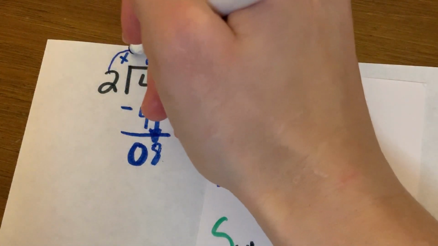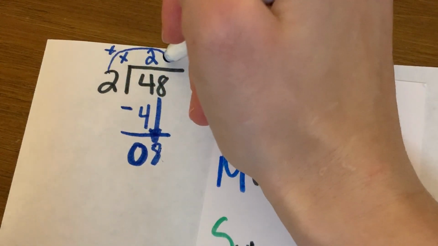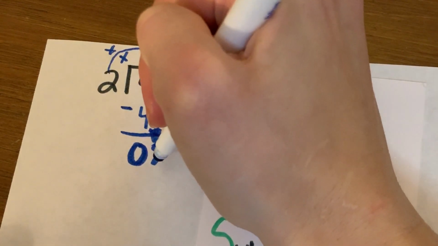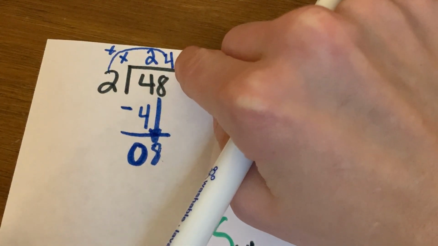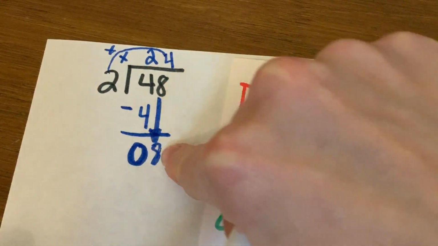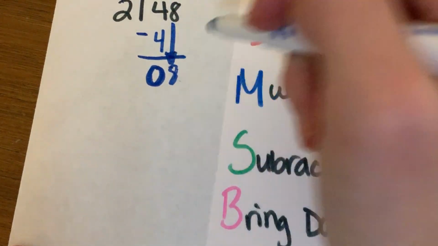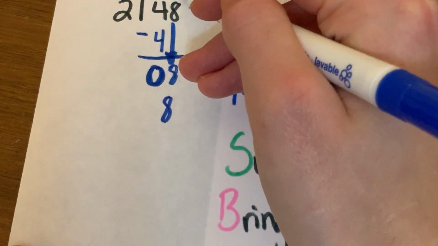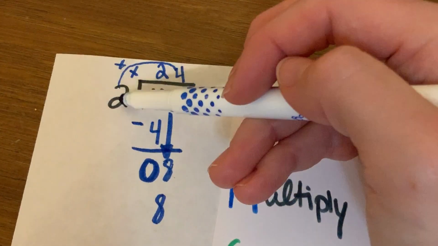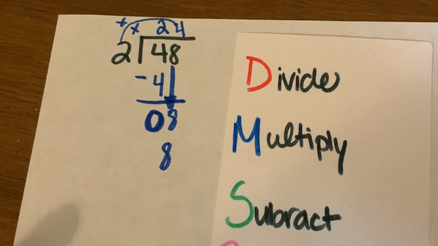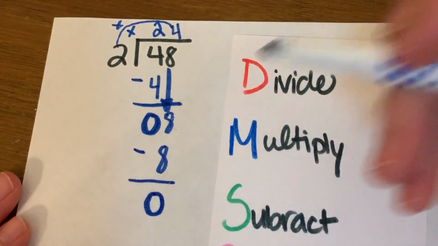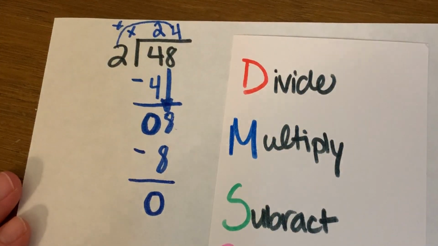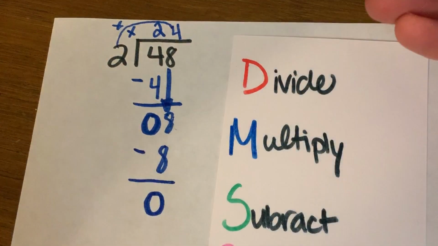2 times what equals 8? 2 times 4, we write the 4 up here. It's what this times this equals this, or as close to that as possible. Then we write down what this times this equals, so 2 times 4. We write it here and we subtract. And here, in this case, we end up with 0. So we don't have a remainder here. And 24 is our answer.